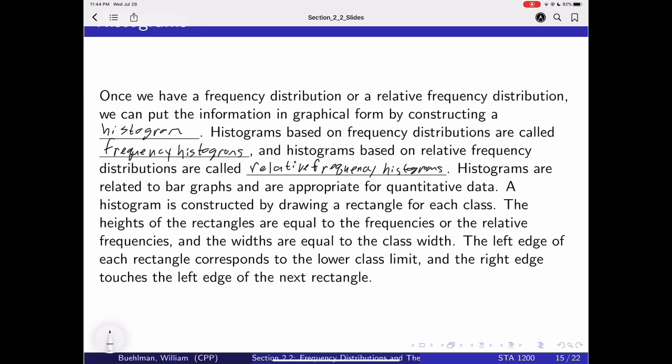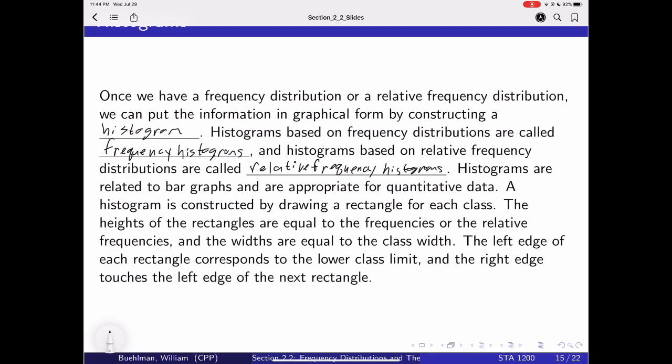Histograms are related to bar charts and are appropriate for quantitative data. A histogram is constructed by drawing a rectangle for each class. The heights of the rectangles are equal to the frequencies or relative frequencies, and the widths are equal to the class width.